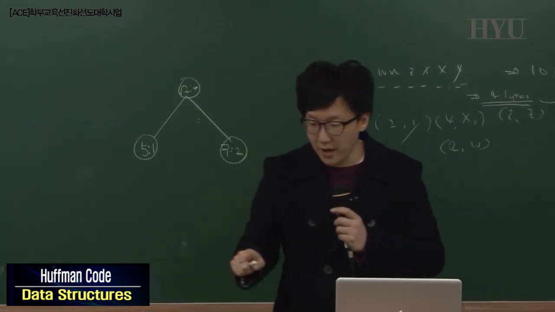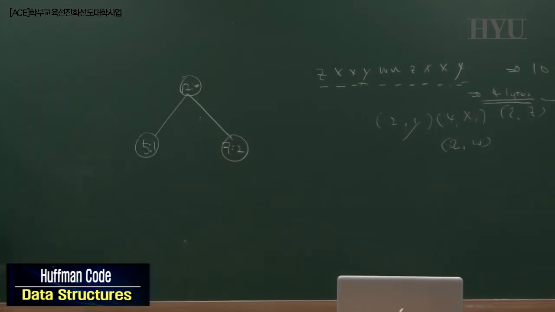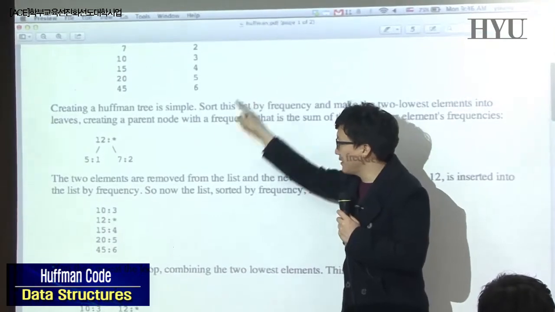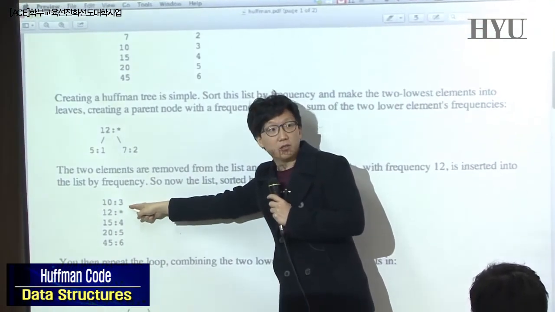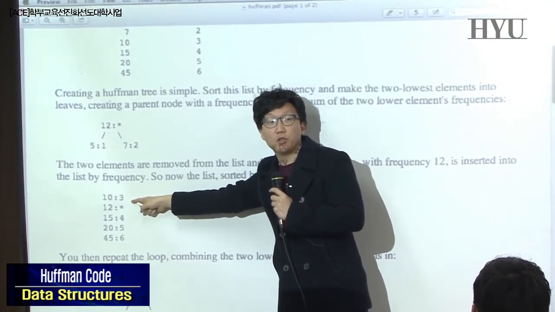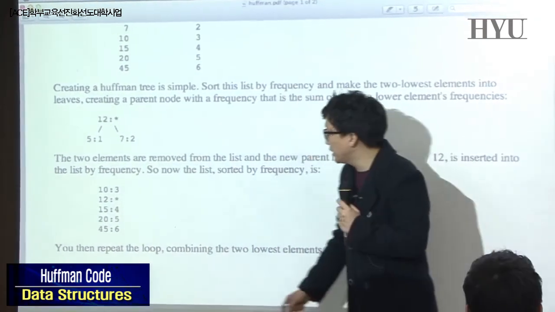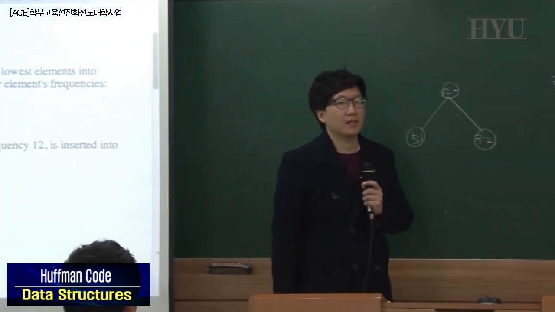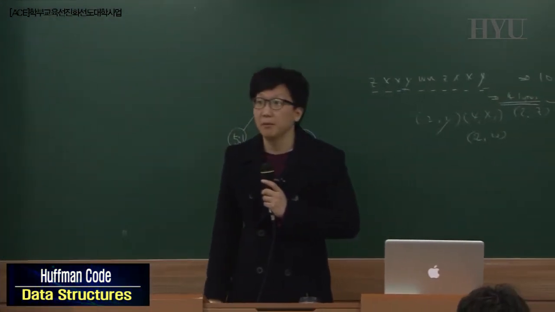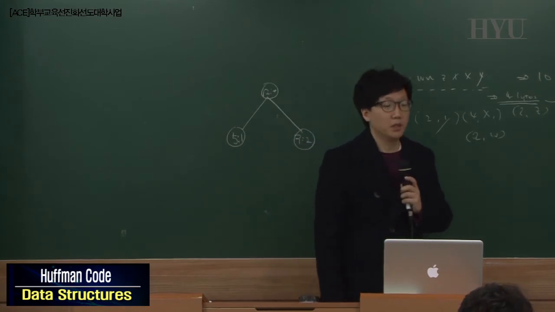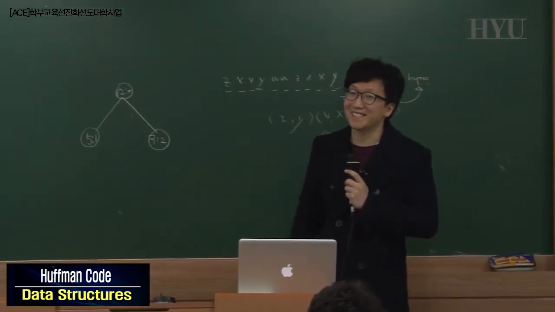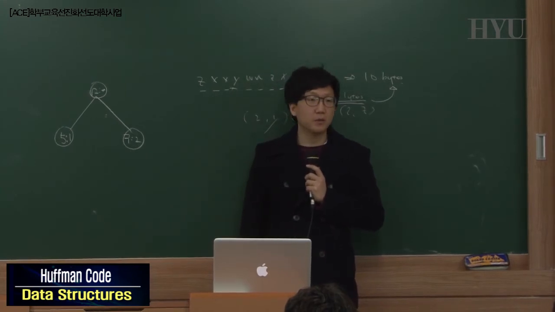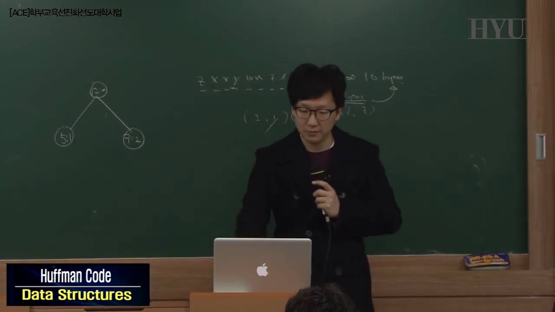So what I have now is 10, the next lowest one, then 12 that I inserted into the list, my new parent node, and then 15, 20, 45. I repeat the same process of selecting the lowest ones and making a new parent node. What are the lowest in the new list? 10 and 12.